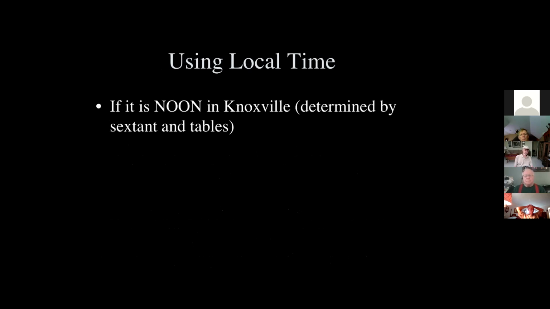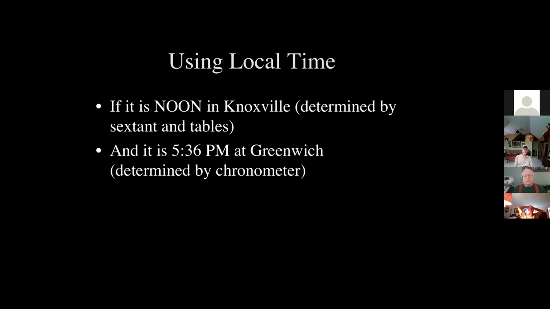So how do we use the local time? Well, if it is noon in, say, Knoxville, and I picked Knoxville because it made the math close. I could have picked Nashville or Birmingham or Huntsville or, you know, Atlanta or something like that, one of the 5 cities of the Mid-South regional. So if it's noon in Knoxville, which you determine using a sextant and astronomical tables, it is 5:36 p.m. at Greenwich, which you determine by looking at your chronometer.